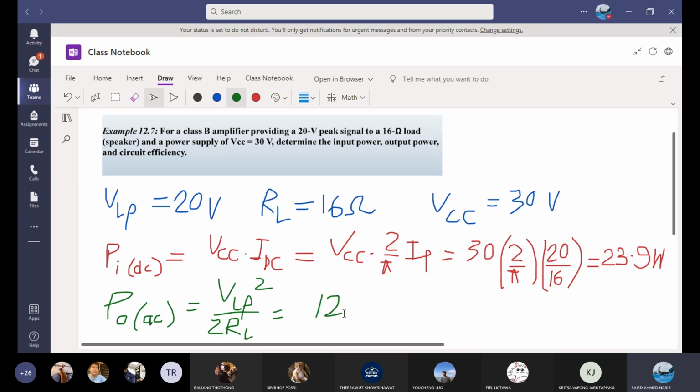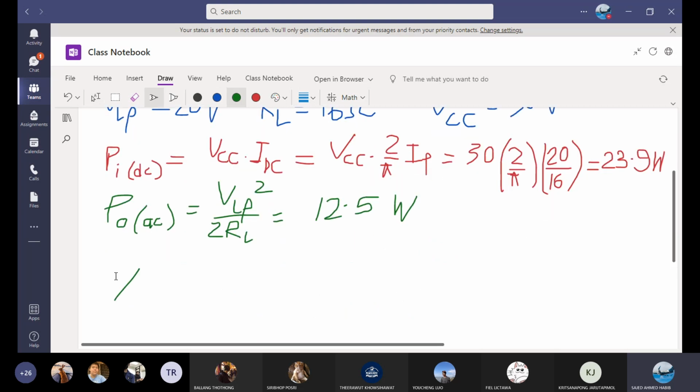Mr. Napatra, what is the efficiency? You have the easiest part to do. What is percent efficiency? 52.3%. All right, let's do it. Output power is 12.5. It comes from output over input power, multiplied by 100.